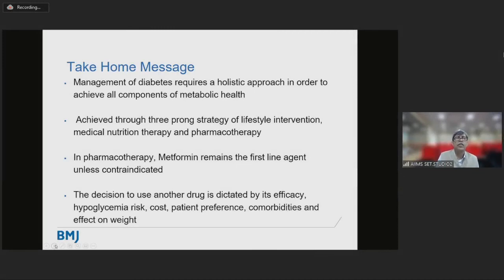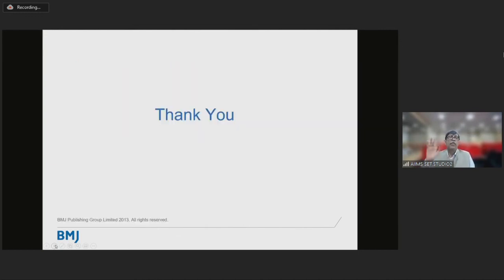But let me wind this up with take-home messages: it is not glucocentric management. You need a holistic approach to achieve all components of metabolic and vascular health: lifestyle intervention, medical nutrition therapy, pharmacotherapy, and monitoring. Metformin is my poster boy as agent number 1. And then, depending on the situation, weight, hypo-risk, comorbidities, and patient preferences, you will decide a second agent. And with that, I'll come to an end of the formal presentation.